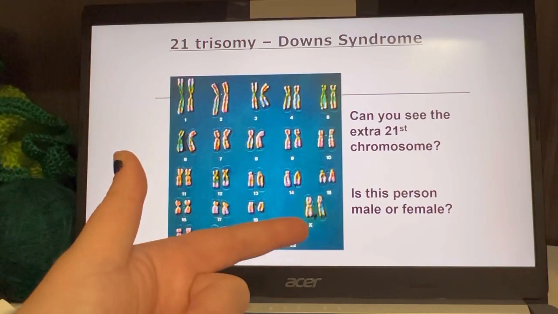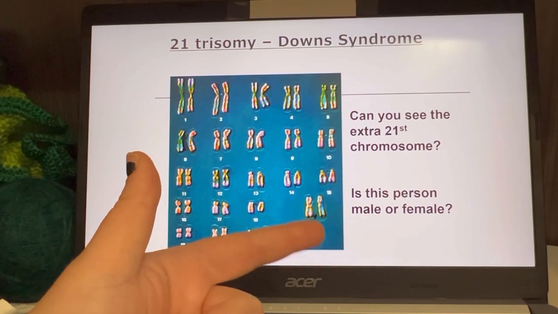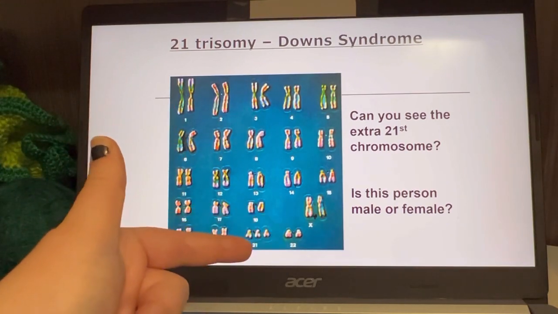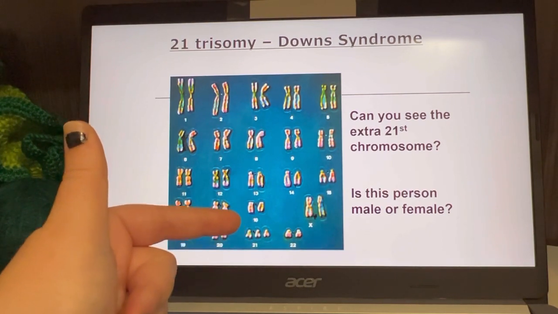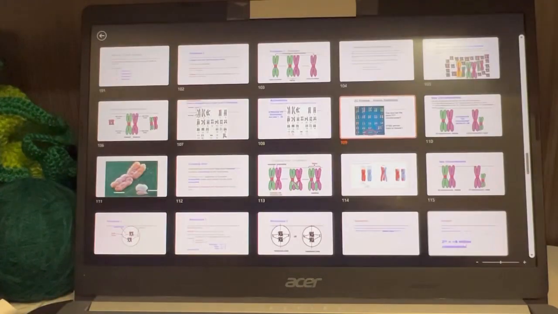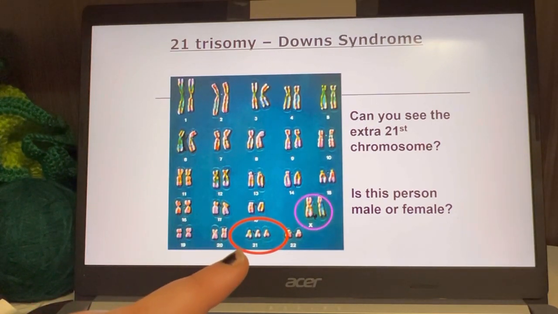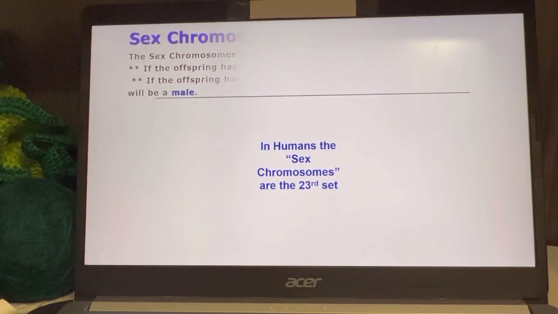Now if we look here, this is chromosome pair 23. There's one X, and this chromosome here would also be an X with the same size. So this person is going to be a female, and because she has the extra chromosome in spot 21 on her karyotype, she is going to have Down syndrome. In humans, the sex chromosomes are the 23rd set.